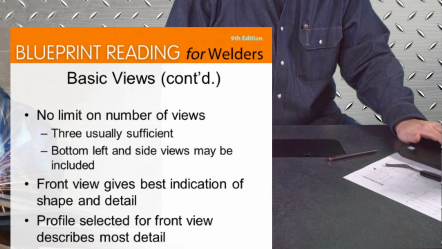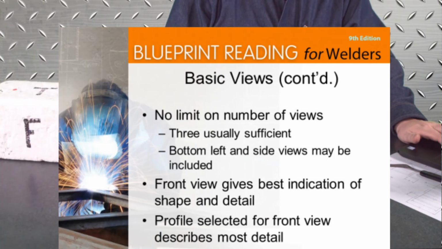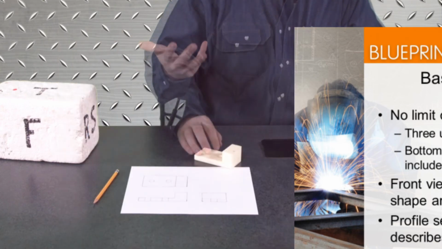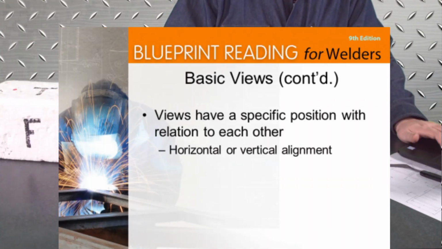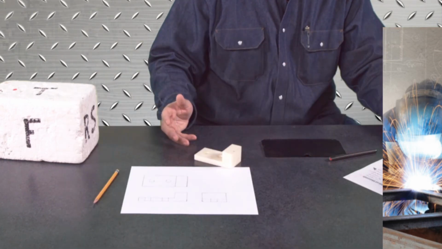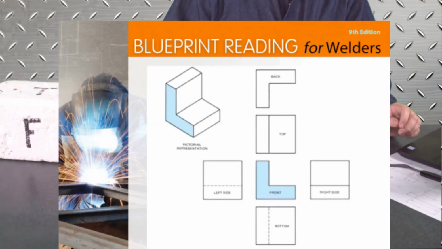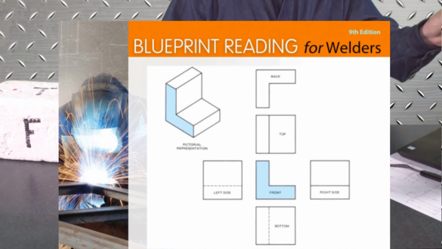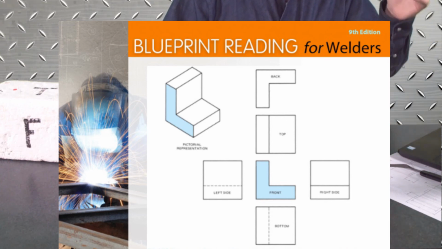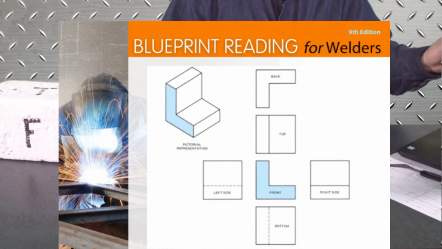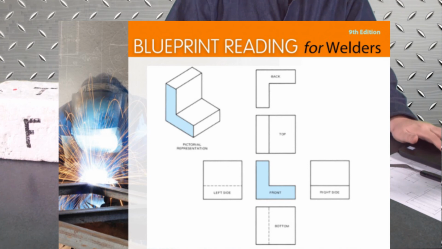The front view will give the best indication of the shape and detail, while the profile selected for front view describes the most detail. Views have specific positions in relation to each other, horizontal or vertical alignments. So on this side, you can see that each view is aligned with each other. The front view is going to have the top, back, and bottom view aligned vertically with each other, while the right side and the left side are going to align horizontally with each other.